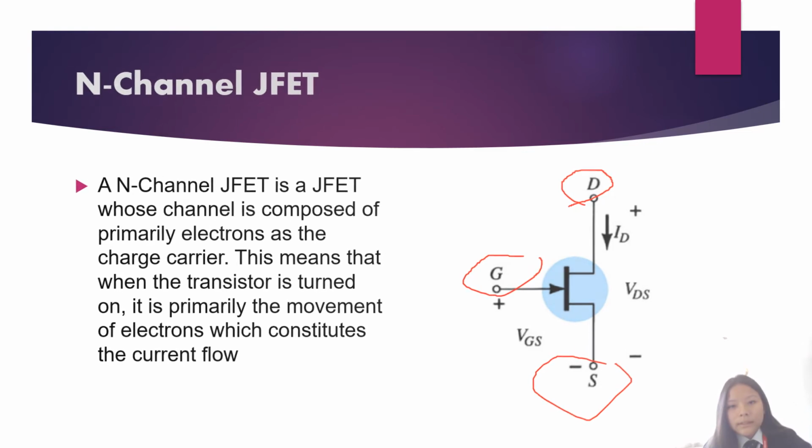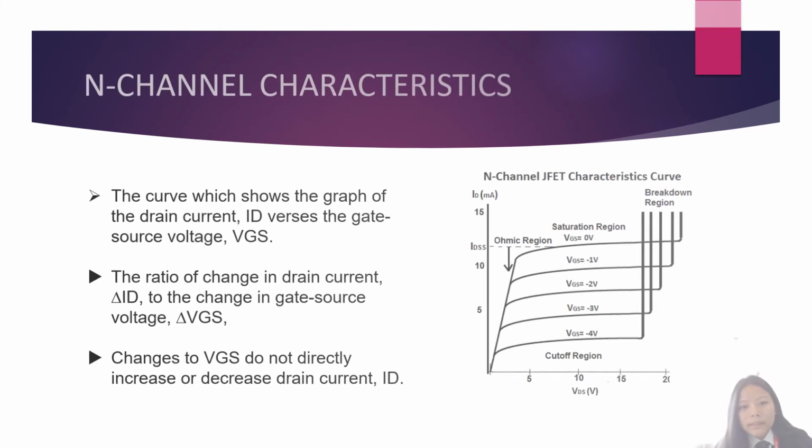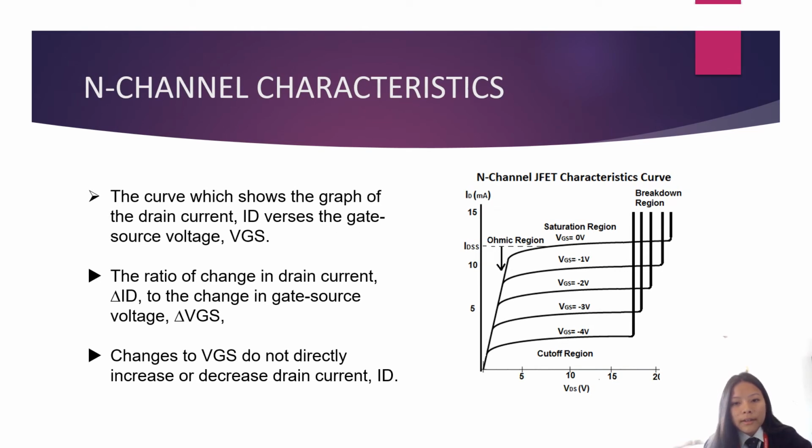Now let's see N-channel characteristics. The curve which shows the graph of the drain current ID versus the gate source voltage VGS, and this is the N-channel JFET characteristics curve. The ratio of change in drain current del ID to the change in gate source voltage del VGS. Changes to VGS do not directly increase or decrease drain current ID.